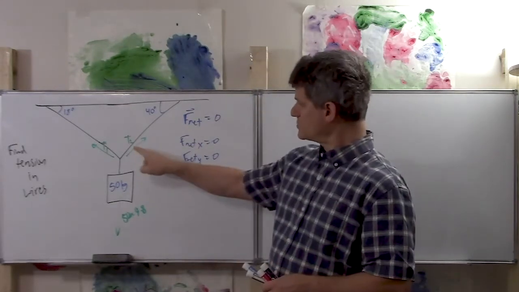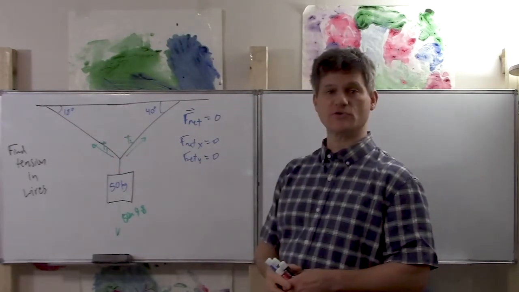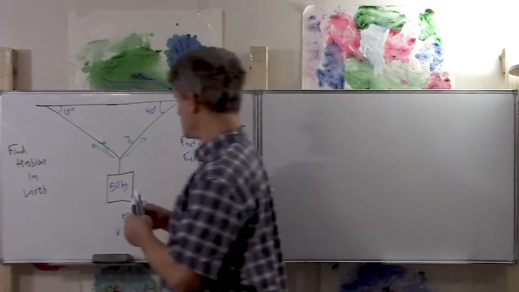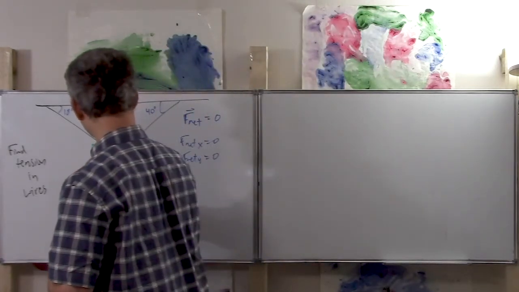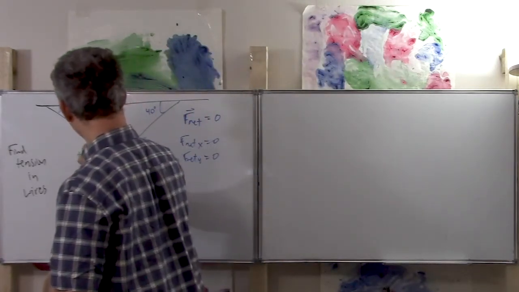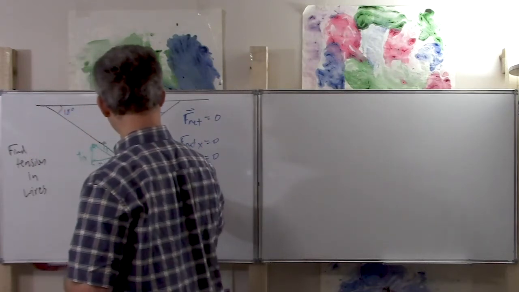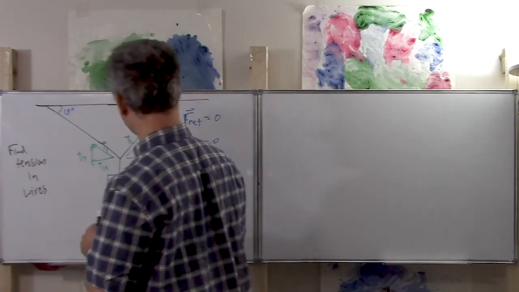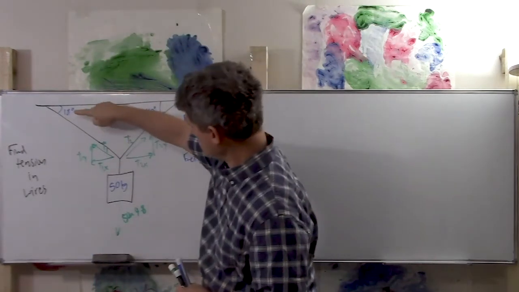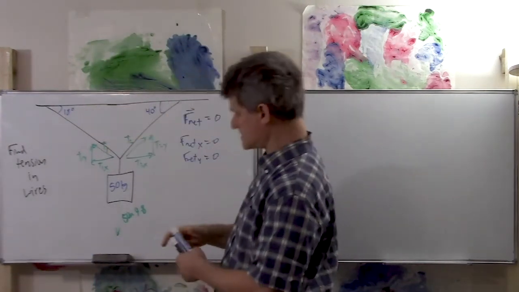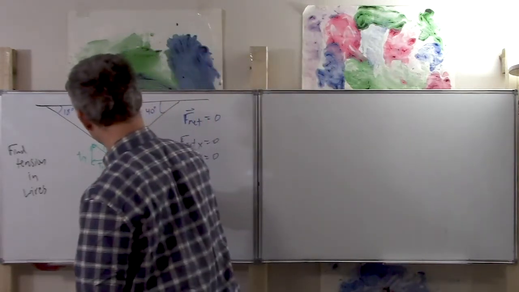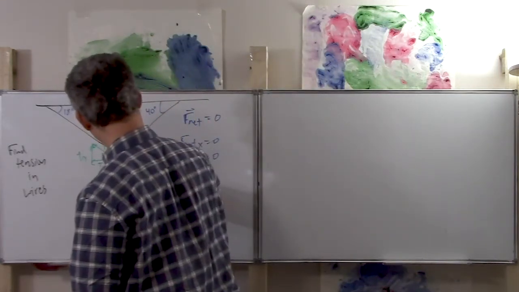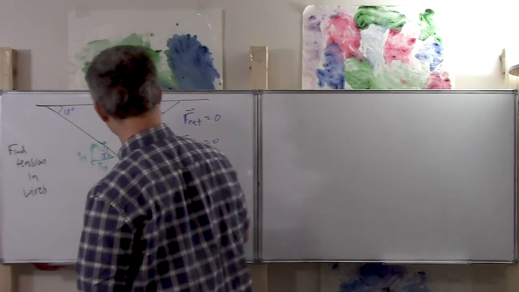Alright, what we're going to need to do is find the components of those two forces. So T1 has a T1x and a T1y, and T2 has a T2x and a T2y. And by geometry, we can see that this angle is going to be the same as the angle here. So this one is going to be 18 degrees, and over here we're going to have 40 degrees.